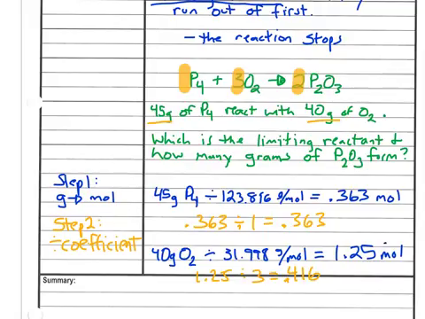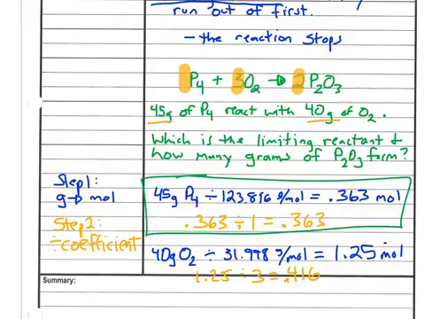So this P4 is my limiting reactant. I'm going to go ahead and circle that. There's my limiting reactant. So to answer the first part of the question, which is the limiting reactant, it's P4. P4 is my limiting reactant, and that is because this number is smaller than this number. So the next thing that I have to do is calculate how many grams of P2O3 will form. So let's move on to the next page.